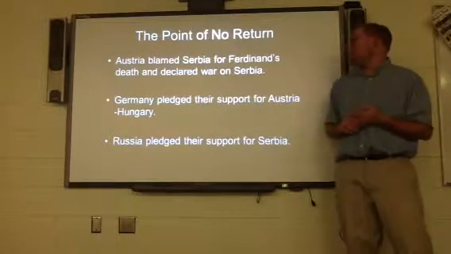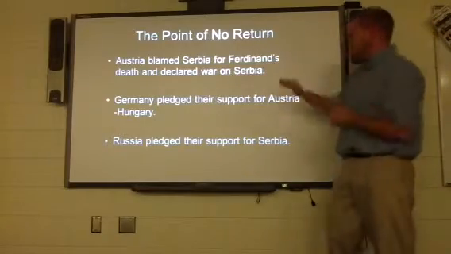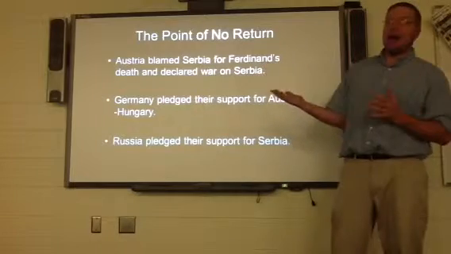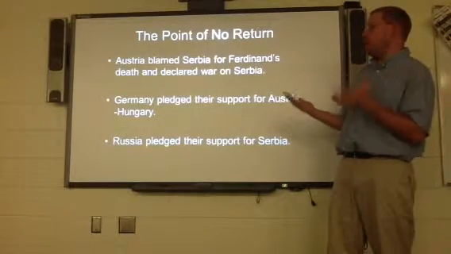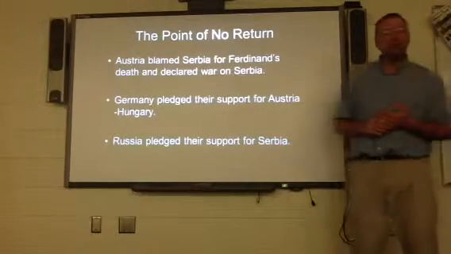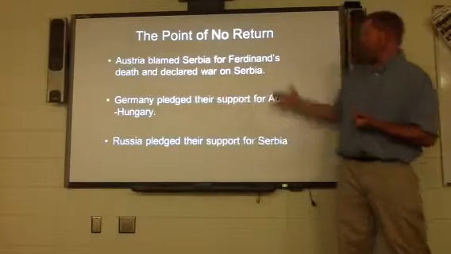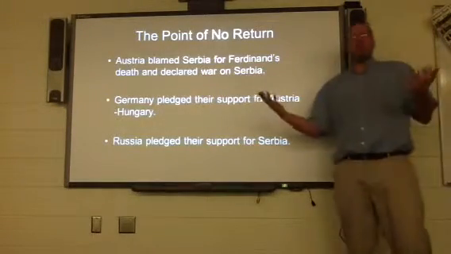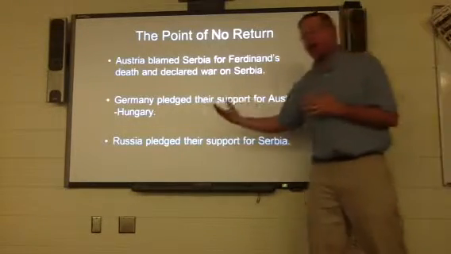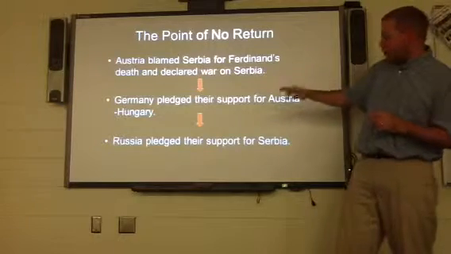Austria blamed Serbia for Ferdinand's death and declared war on Serbia. So right now, we basically got a conflict between Serbia and Austria. Now here's the problem. We got alliances. So each group needs to now back each other up. Germany said, all right, we got your back, Austria. So now Austria has the backing of Germany. While Russia says, well, fine, then we are going to have to back Serbia, because that's who our alliance is. So now what happens is it's just a chain reaction of events.